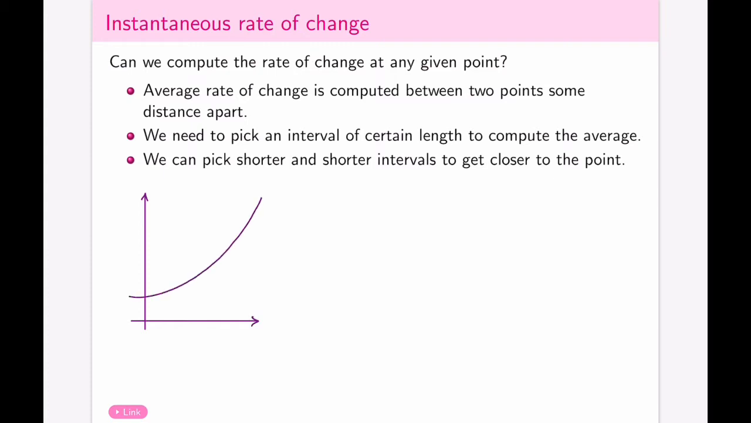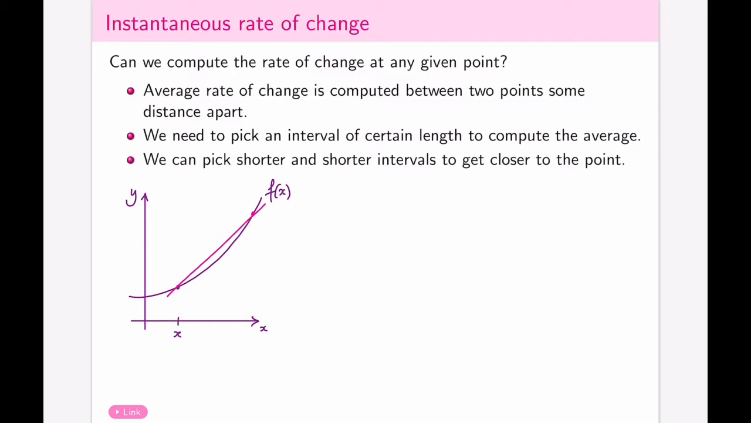So let's say this is my function, some f of x here, and I am interested in the rate of change of this function at the point x. That means I would like to know how fast the function is growing or decreasing right at this point x. The average allows us to compute it between two different points. So I have to pick some other point on my function. I have to construct a secant line, and the average rate of change will represent the slope of that line.